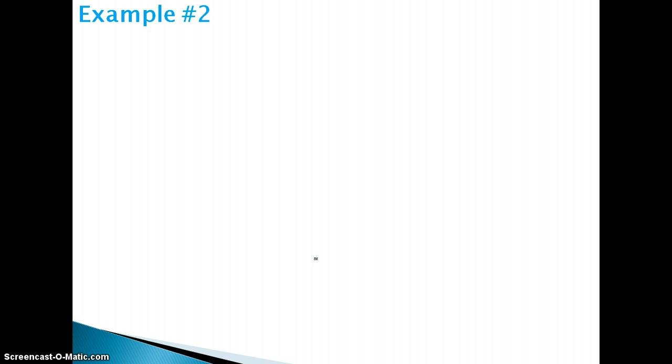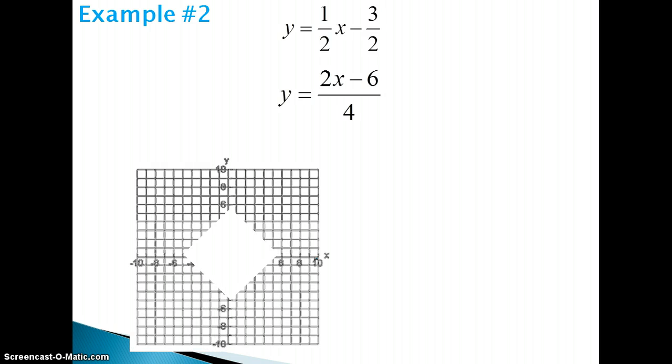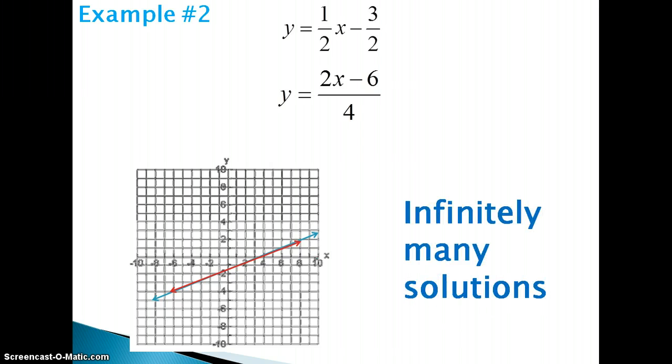Now, let's look at example 2. We have y equals 1/2 x minus 3/2, and y equals (2x minus 6) divided by 4. So, again, if we graph the first equation and then graph the second one, if you notice, both of these lines are on top of each other, so my answer is infinitely many solutions. They are the same line. They are both on top of each other, so it is infinitely many solutions.